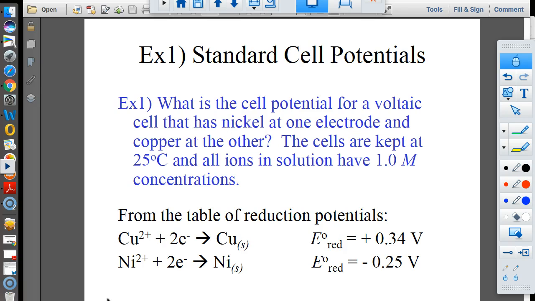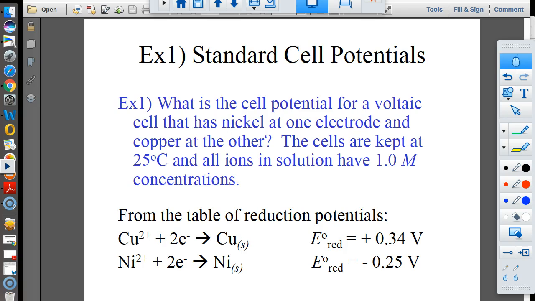So that tells you that you can use these standard ones because that little not sign means that. Okay. So the first thing you have to do is figure out which one is going to be reduced. So which one of these is going to be reduced? Anybody? Are you sure?